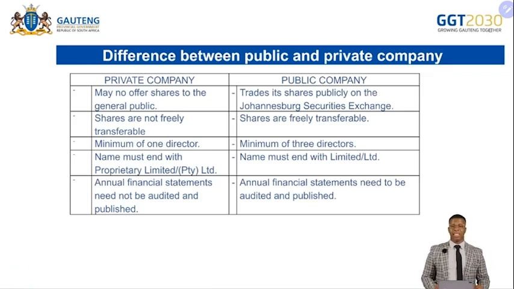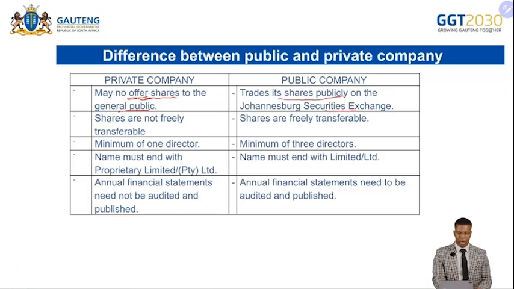Now, let us look into the difference between public and private company. Now, a private company will not be able to offer shares to the general public, whereas the public company trades its shares publicly on the Johannesburg Securities Exchange. And then in a private company, shares are not freely transferable. When we are looking into the public company, shares are freely transferable. It means you can sell your shares to another individual who is interested in owning or investing in that particular company, if maybe a shareholder is no longer interested.